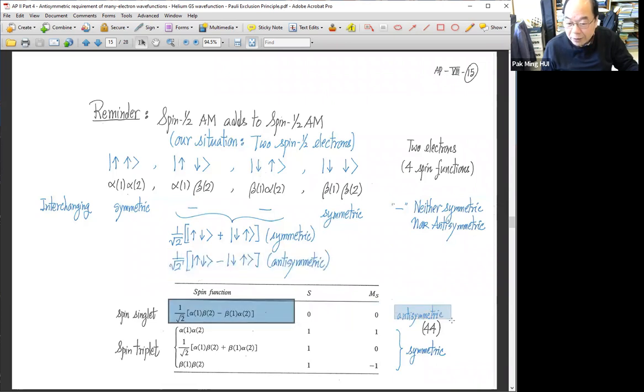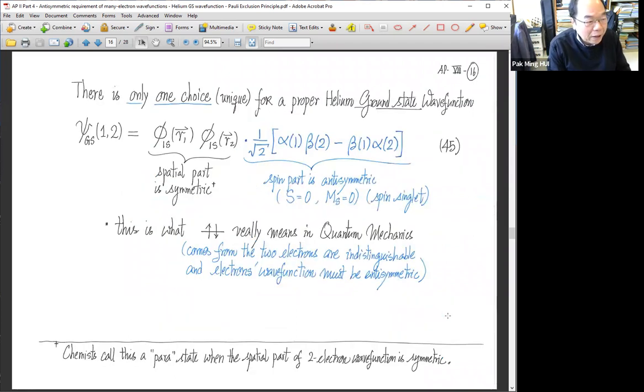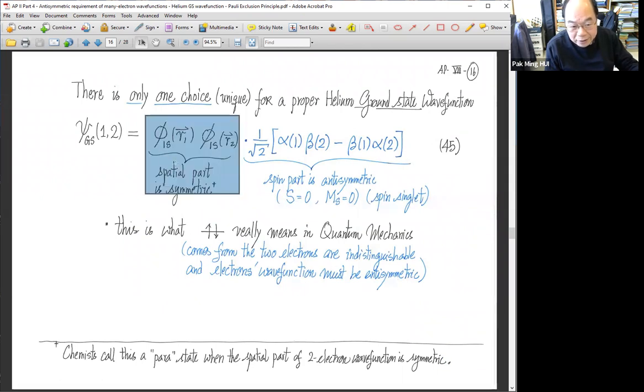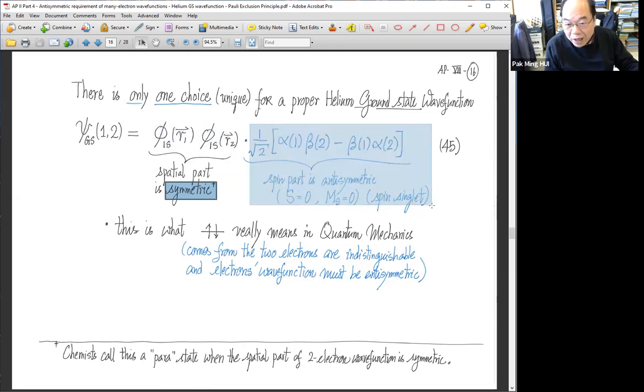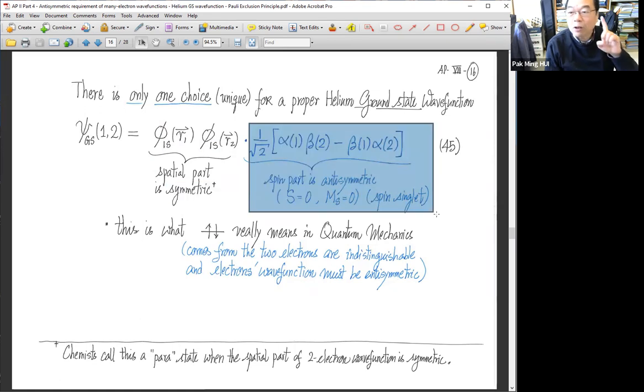That is antisymmetric. Now we have a way to write down the proper, the legal helium ground state within the independent particle approximation. The spatial part, as discussed, both are in 1s. This is symmetric. It must go with an antisymmetric spin part, and there's only one choice. So this is a unique ground state. No other choice. It also means it is non-degenerate. That's the only case you can write out.